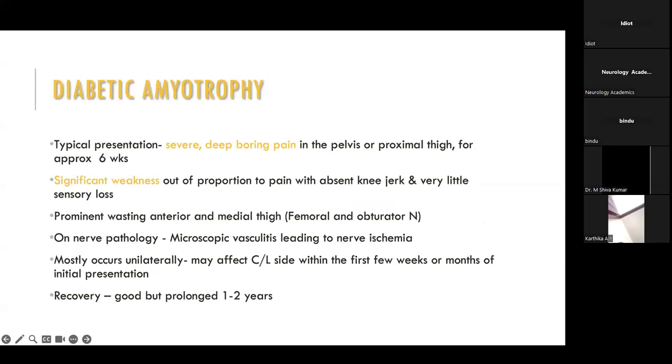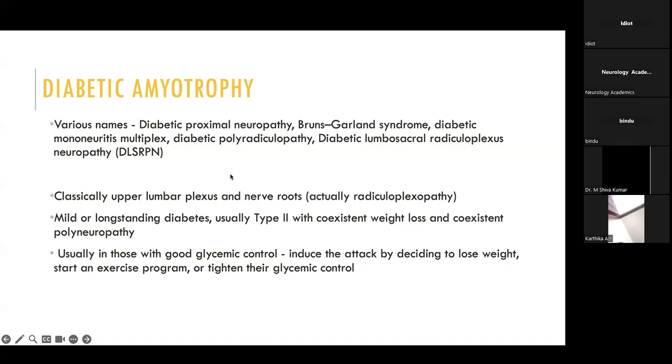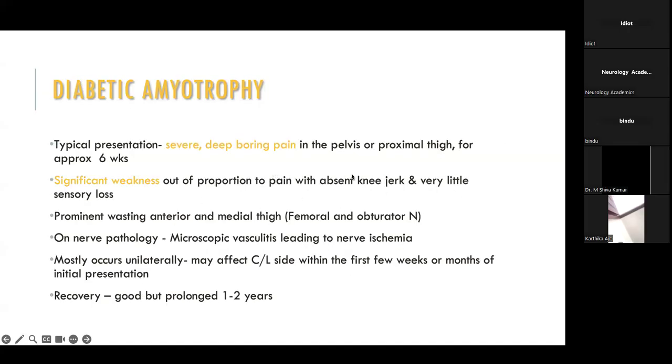Presentation is severe, deep, boring pain in the pelvis and proximal thigh for around 6 weeks. There is significant weakness, out of proportion, with an absent knee jerk and very little sensory loss, because, as we discussed, it mainly involves the upper lumbar plexus. Here the peculiarity is the very little sensory loss. There is prominent wasting of the anterior and medial thigh, supplied by nerves derived from the upper lumbar plexus, the femoral and obturator nerves. Prominent wasting can be seen.